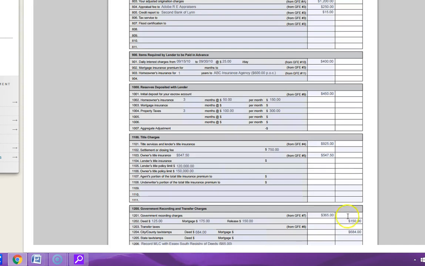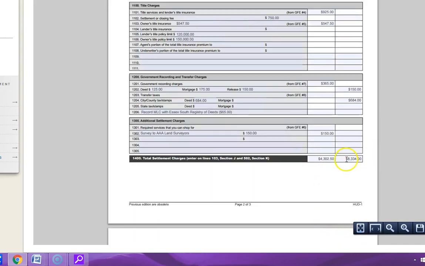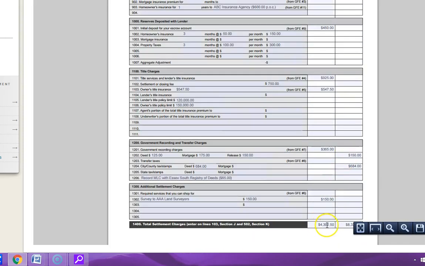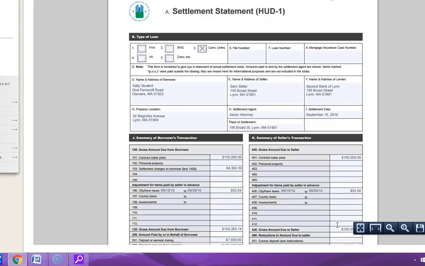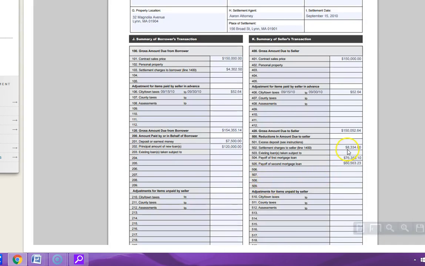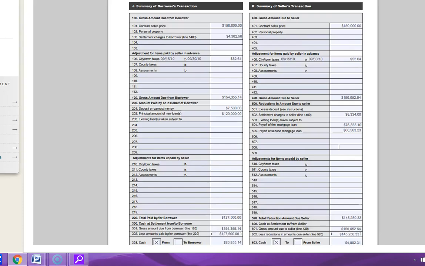So once you've totaled these two sides, you put the totals here, and you notice this one's 4302 and 50 cents, and here's 4302 and 50 cents. And see this 8334? Watch.